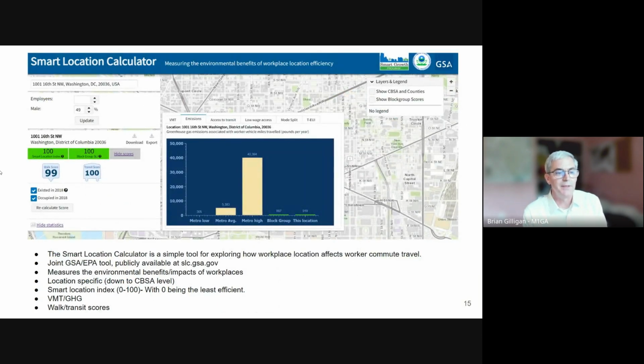So the smart location calculator was a joint effort between GSA and EPA to look at commuter survey data from the census. And then kind of backtrack it so that we can start to look at, if you work in a certain zip code, where are the likely locations that you're commuting from? What are the average number of vehicle miles traveled per day that you come to that site?